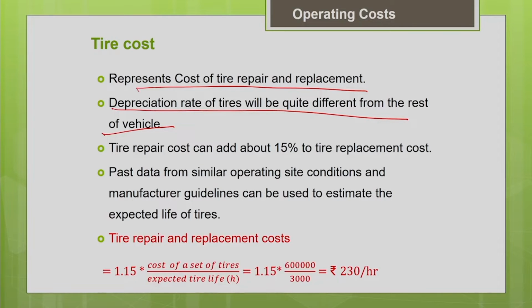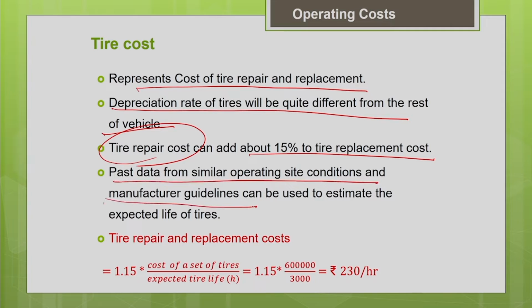If you do not have much information on the tire repair cost, you can just add 15% to the tire replacement cost to determine the tire repair cost. Just add 15% to the tire replacement cost to find the tire repair cost. As I told you, all this information about the tire life, tire cost and the tire repair you can get from your own past data, or from the manufacturer guidelines.